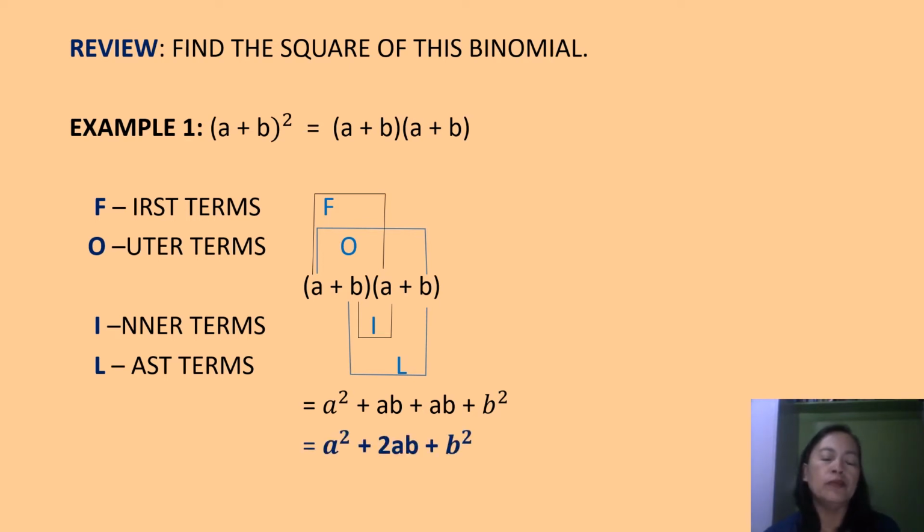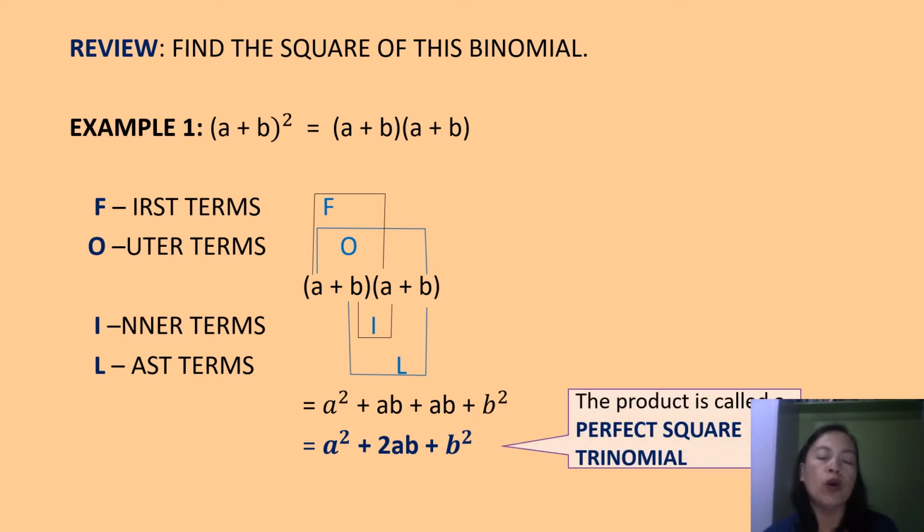We have a squared, bring down the a squared. You collect the like terms, ab plus ab, that gives us 2ab. And then just simply bring down the last term, b squared. Therefore, this is now the product of these binomials, or we can simply say the square of this binomial: a squared plus 2ab plus b squared. This is what we call the perfect square trinomial, or PST. Now, the second example.